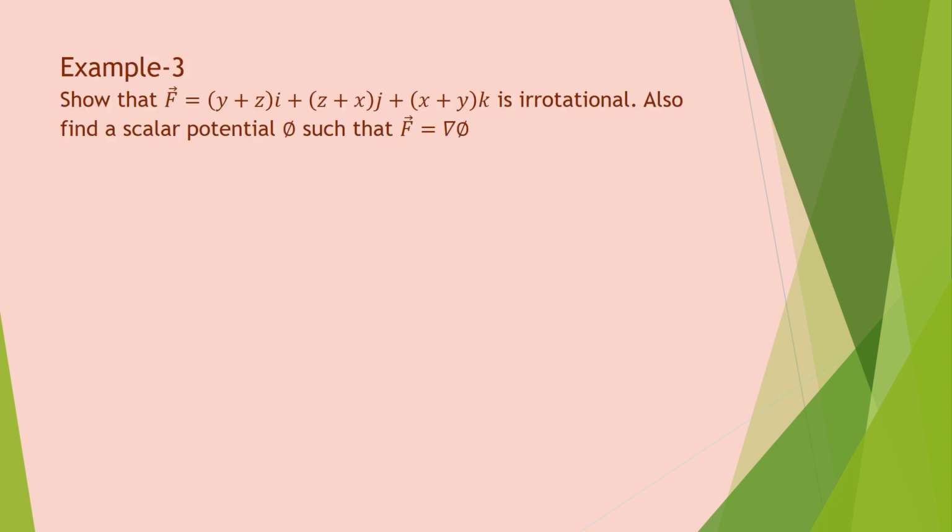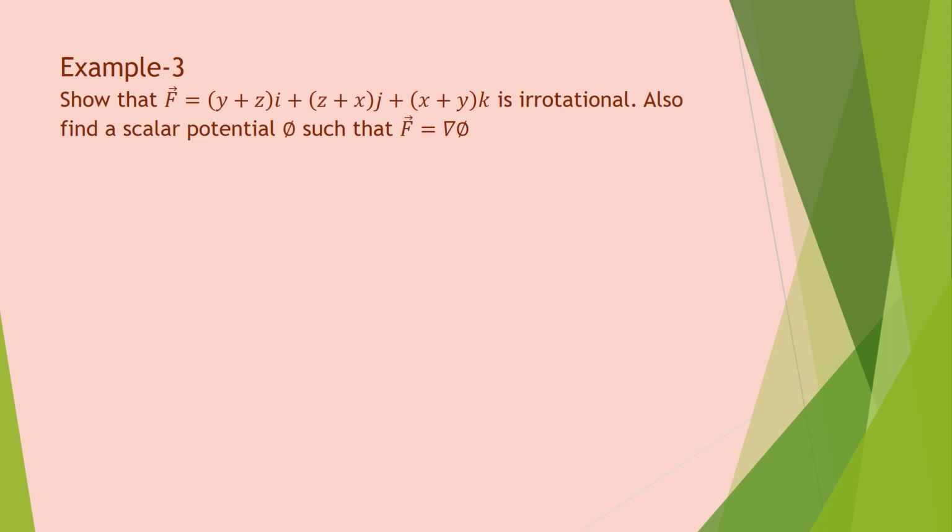Now let me explain another example. Show that vector f = (y + z)i + (z + x)j + (x + y)k is irrotational. Also find a scalar potential phi such that f = del phi. This is a very important question and a very interesting property also. So how to start?